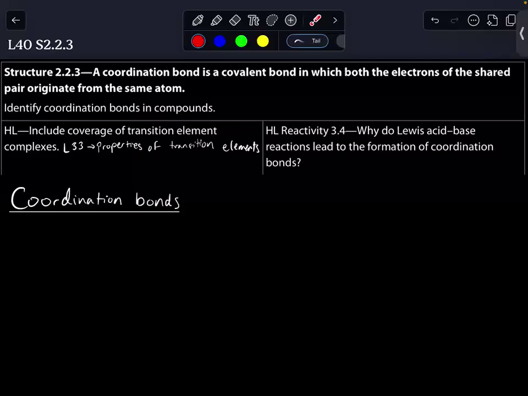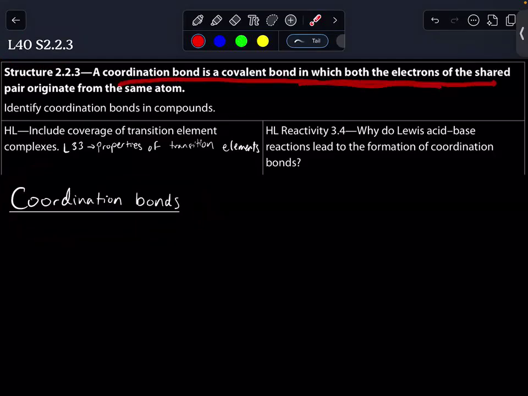Hello and welcome to lesson 40 of my DP chemistry curriculum. Today we're going over structure 2.2.3, which discusses coordination bonds. We will talk about how they're a covalent bond in which both electrons of the shared pair originate from the same atom. We'll be able to identify coordination bonds by the end of this lesson.